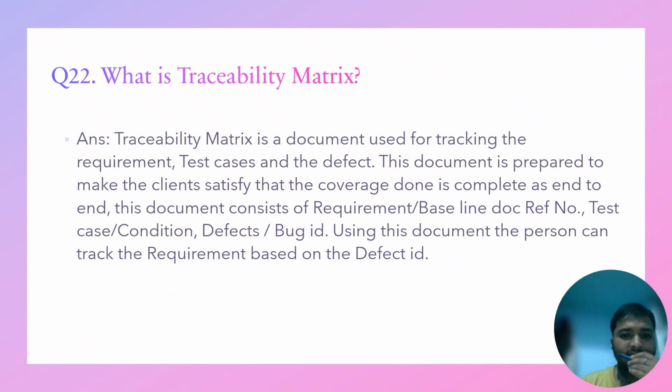What is traceability matrix? Traceability matrix is a document used for tracking the requests, test cases, and the defects. The document is prepared to make the client satisfied that the coverage done is complete and end to end. This document consists of requirements, baseline doc reference number, test cases, conditions, defects, and bug ID. Using this document, the person can track the requirement based on the defect IDs.